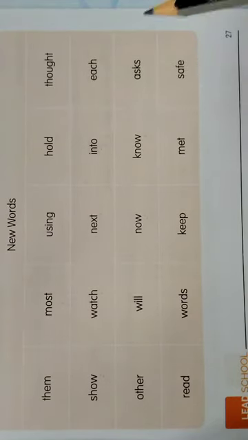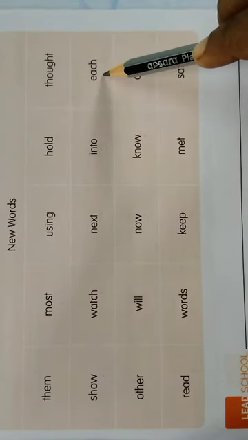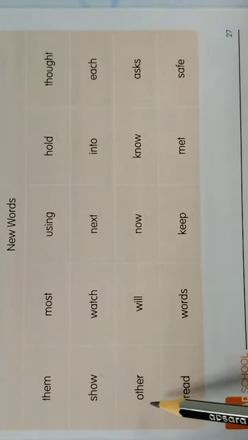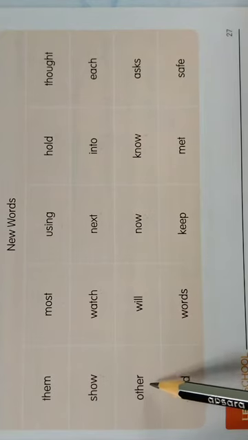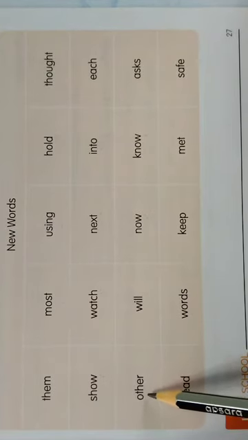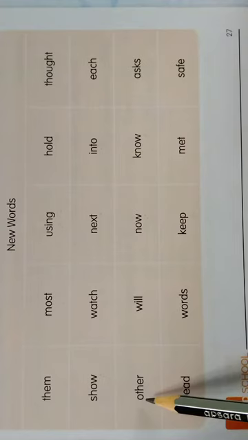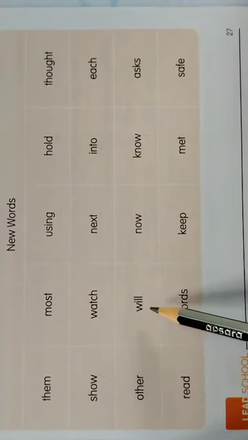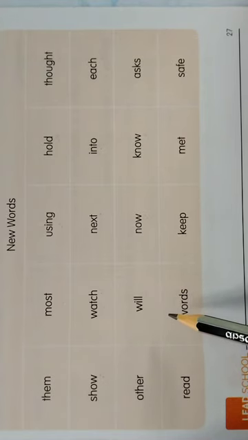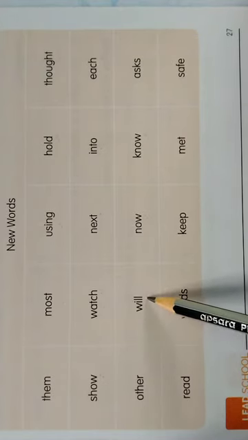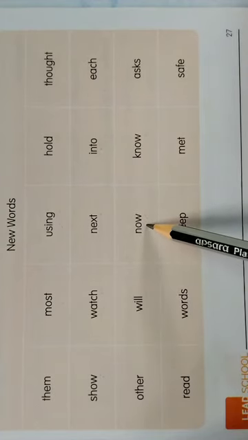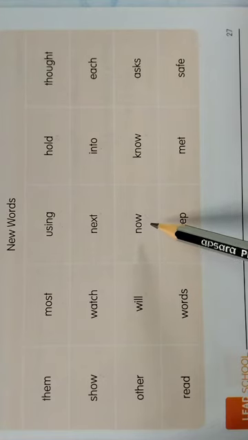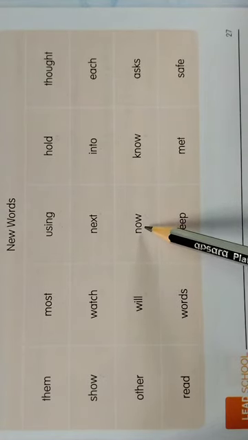Each, each. Say along with me. Each. Other, other. Say loudly, ma. Other. Will, will. Repeat it again. Will. Now, now.